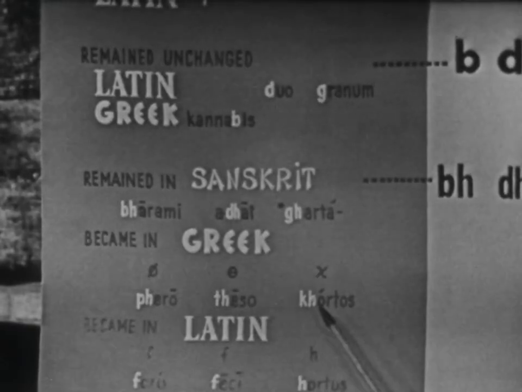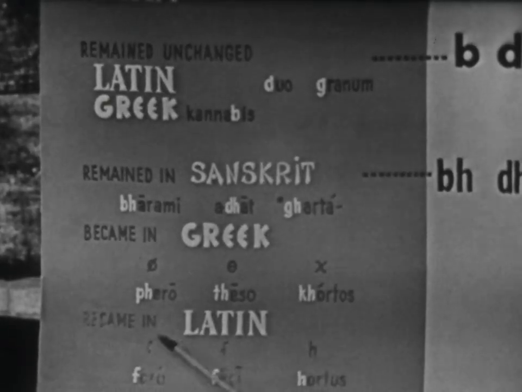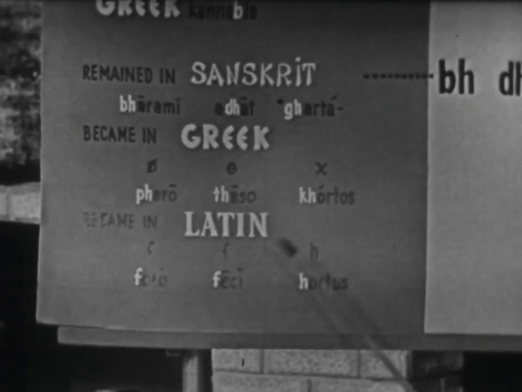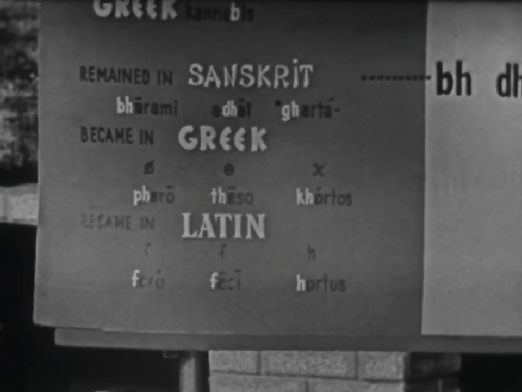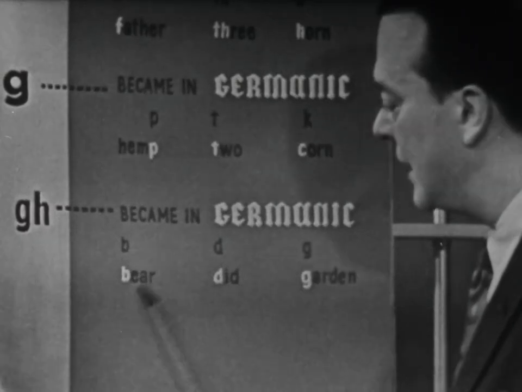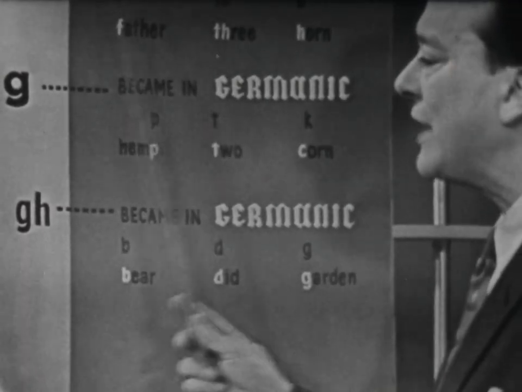Greek shows phi, theta, and chi: phero, theso, khortos. The same three words. Notice PH, TH, and KH. Latin shows F, F, and H: fero, feci, hortus. Now these became simple B, D, G in Germanic: B, D, and G. Bear, did, and garden. In other words, here was a very important series of correspondences, absolutely regular, except for a few exceptions.